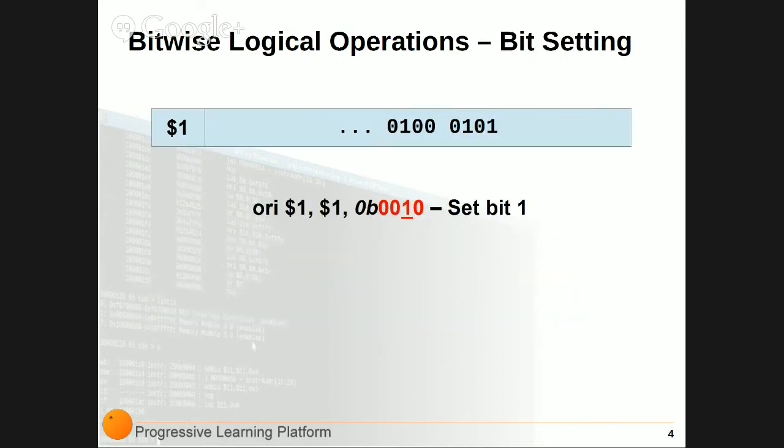So let's look at bit setting. Let's say in register 1, we just look at the bottom 8 bits, and we want to set bit 1. So that's the second bit. Like I said before, we index from the 0th location. So you can do this with the ORI instruction. The ORI instruction ORs the register of the second operand, which is this guy, with this literal value.